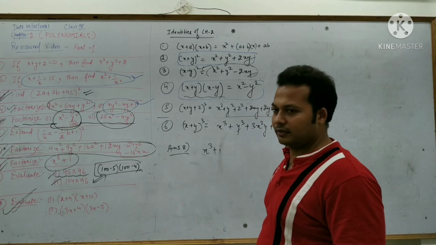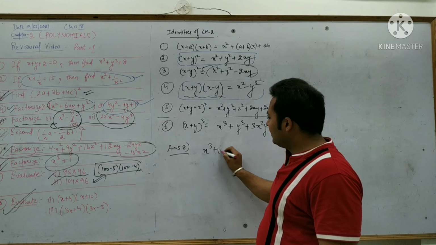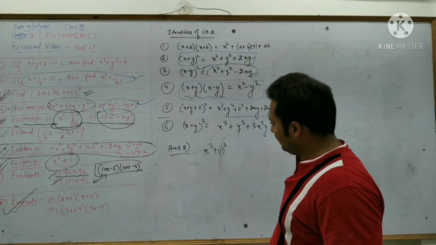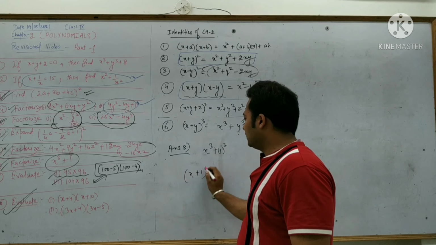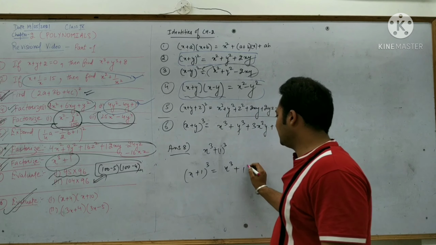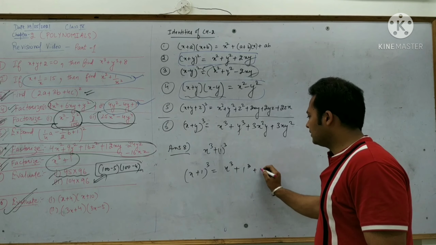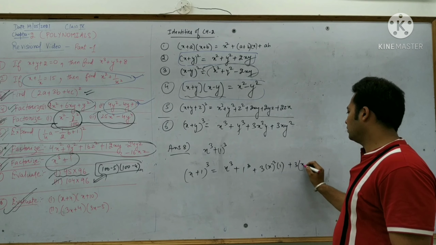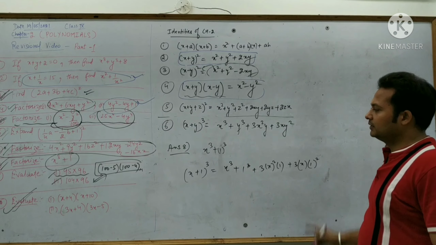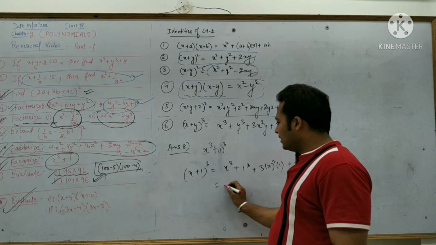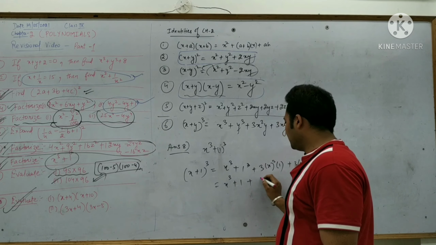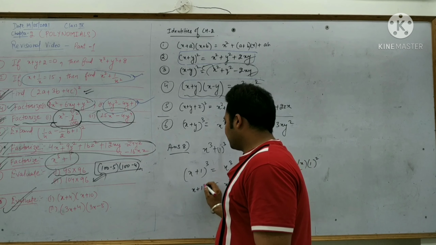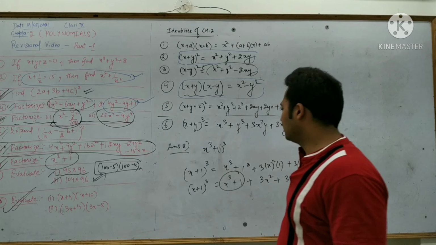What we are having? x cube plus 1. 1 can be written in the form of 1 cube. So this x plus 1 whole cube is equals to x cube plus 1 cube plus 3 into square of the first number into second plus 3 into second number into square of the second number. Now see, x cube plus 1 plus 3x square plus 3x it is equals to x plus 1 whole cube, and we are to calculate this.